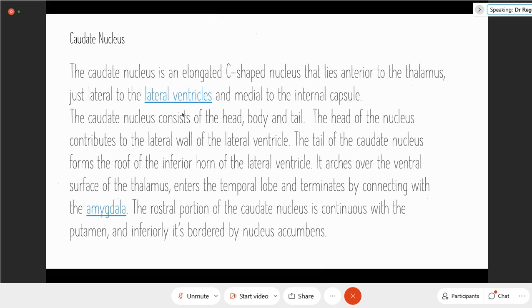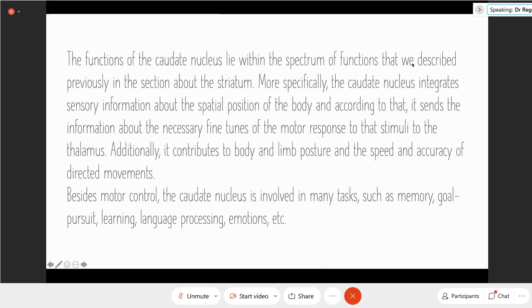Okay, so we talk a little bit about the caudate nucleus. The caudate nucleus is this big C-shaped structure that has a head, a body, and a tail. Now, what it basically does is integrate sensory information about the position of the body, and it sends this information to the globus pallidus, which is the outflow tract of the basal ganglia. So it helps to contribute towards things like limb posture and the speed and accuracy of your movement. This is one of the jobs of the basal ganglia.